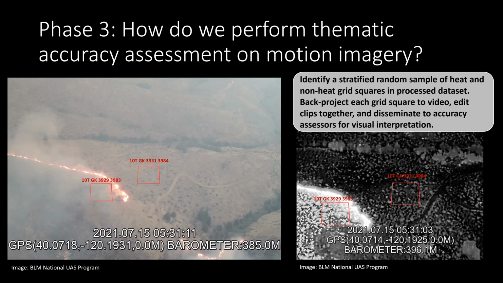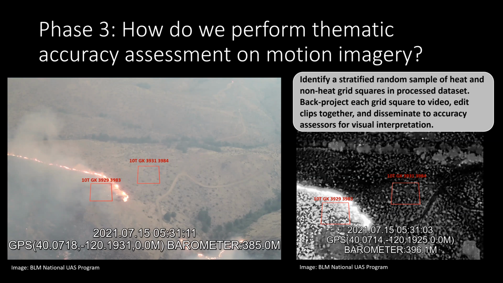That allows us to look at that grid square in a perspective view overlaid on top of the imagery that it was captured in. We use OpenCV to burn that vector data into the image frames themselves. Then I'll edit all those video clips together and disseminate that composite video to the accuracy assessors for their visual interpretation.